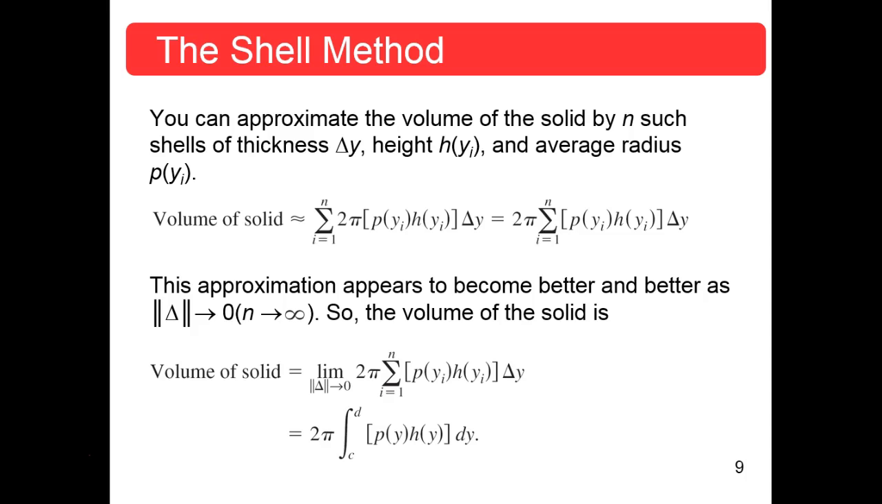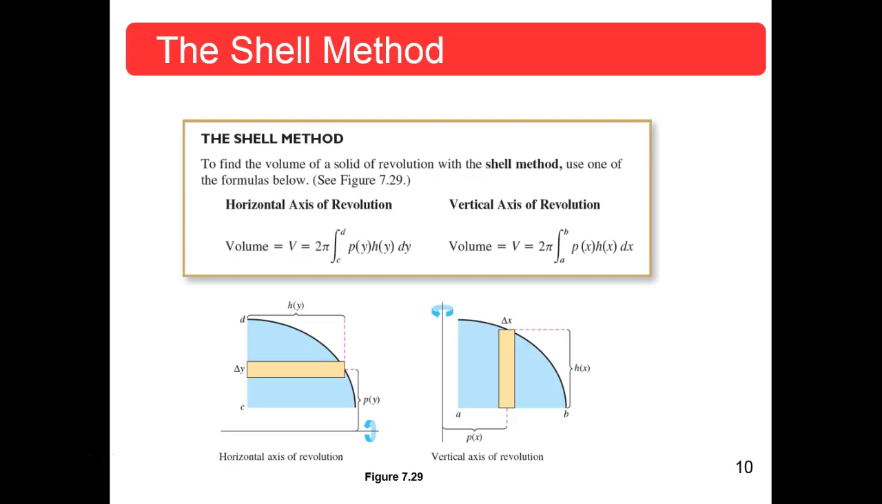Sorry about that, folks. So to me, that's the way to think of it. 2 pi radius height thickness. That gives you the volume. 2 pi radius is your circumference. H times dy is the thickness of that rectangle, which is the area of the rectangle. Okay. So let's see if we can do one.